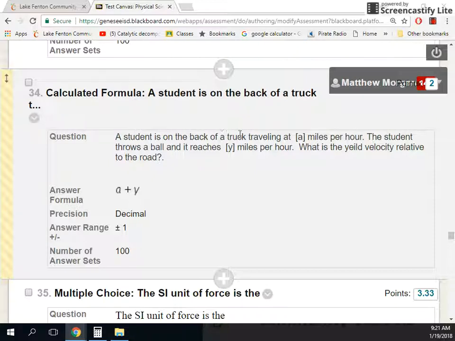Once again, a student is on the back of the truck. We went over this yesterday. You've got to add these two vectors.